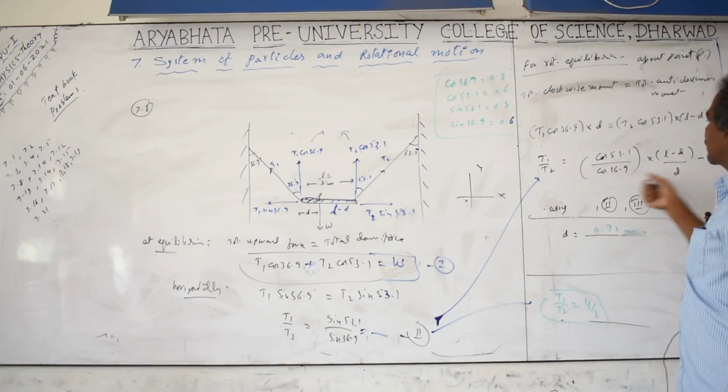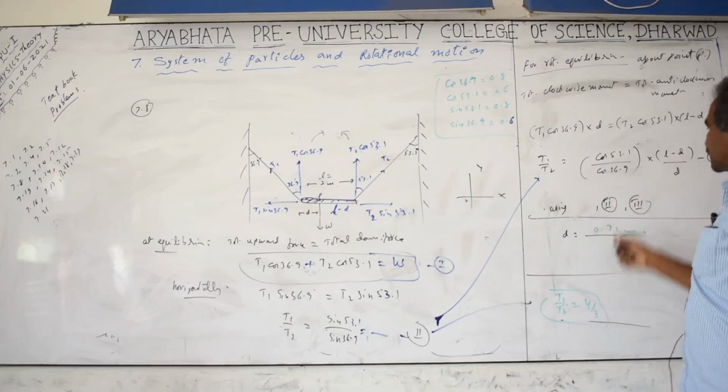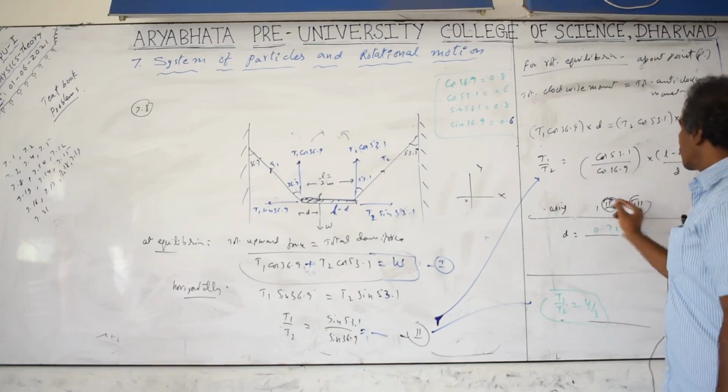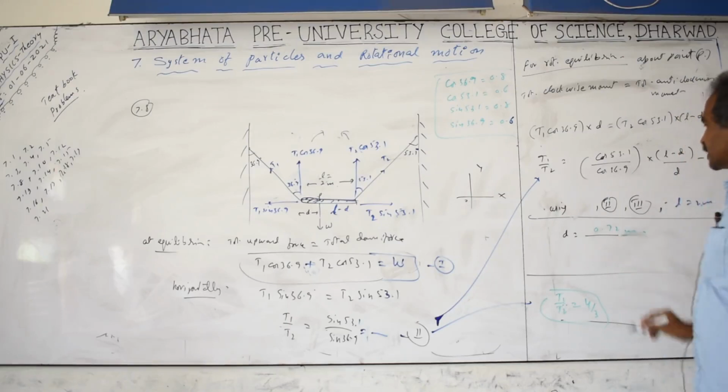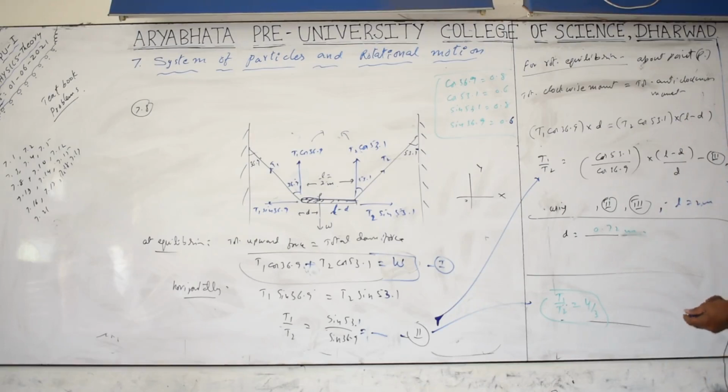Next is L minus d by d. On the left side you got the expression, so equate it. L you already know, L is 2 meters. Substitute the values here and calculate d. The value you will get is 0.72 meters.